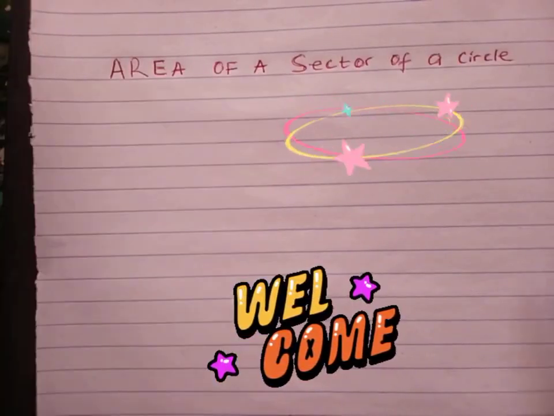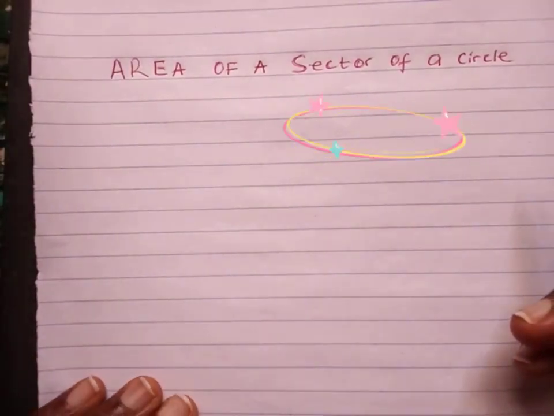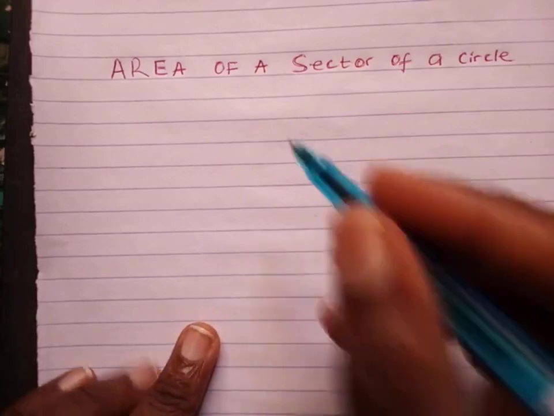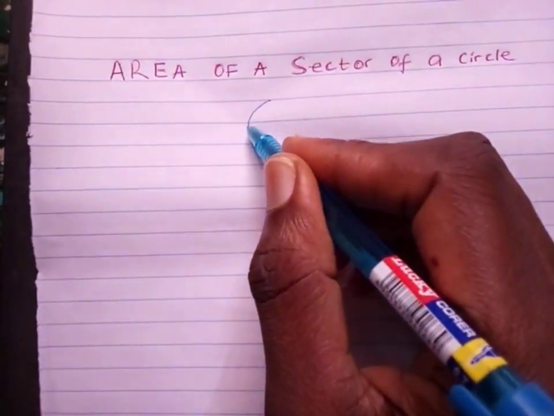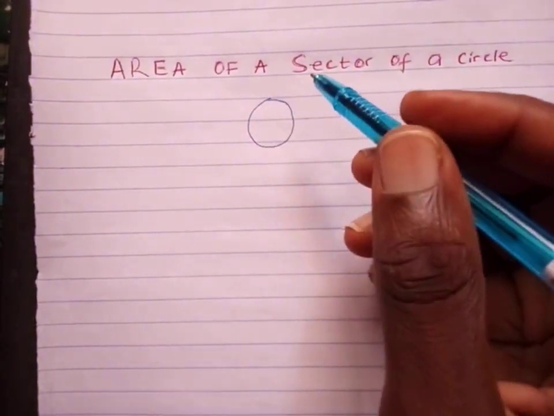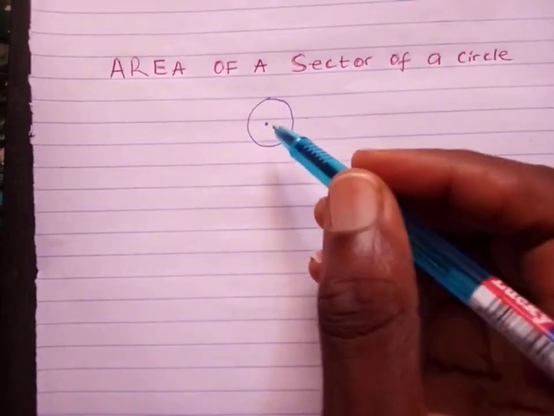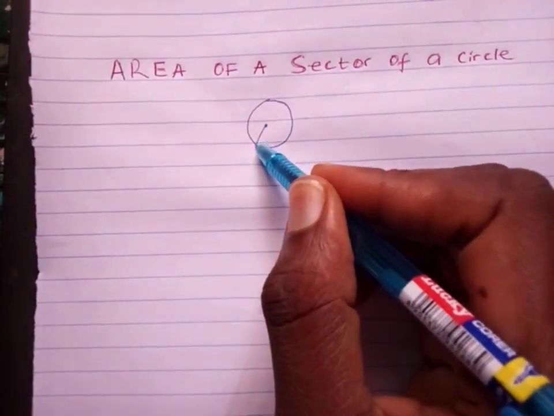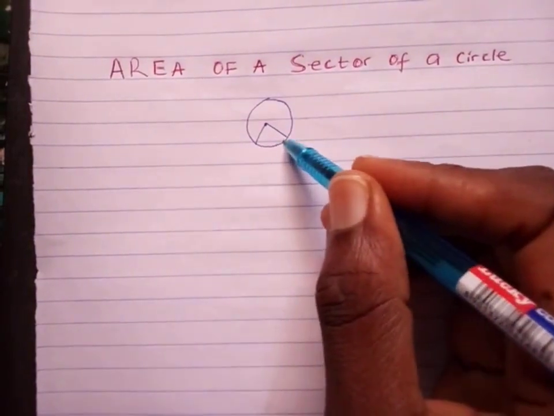In this lesson, we're going to look at area of a sector of a circle. Now, if you're given a circle, the sector of a circle is that part of a circle that is bounded by two radii and an arc.